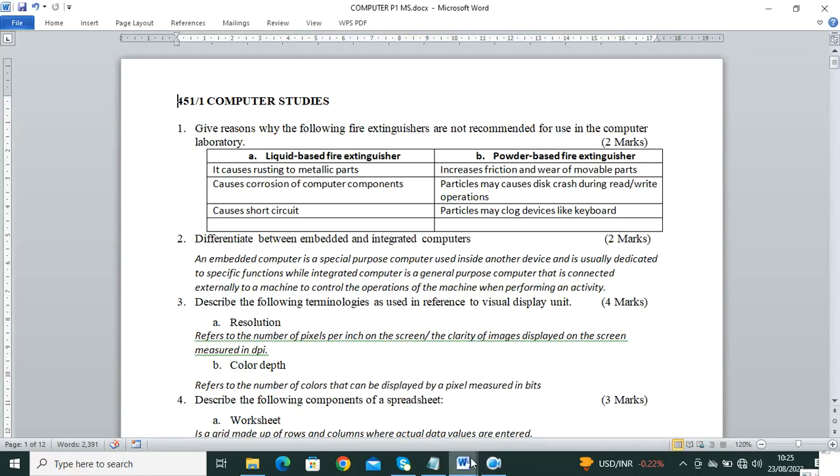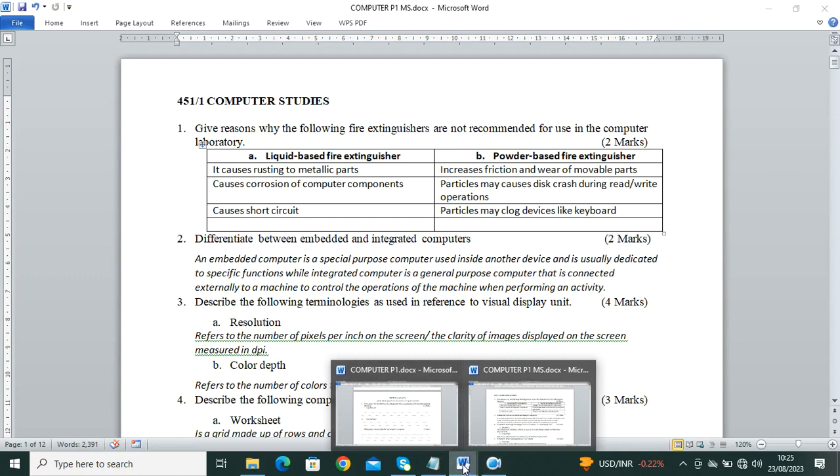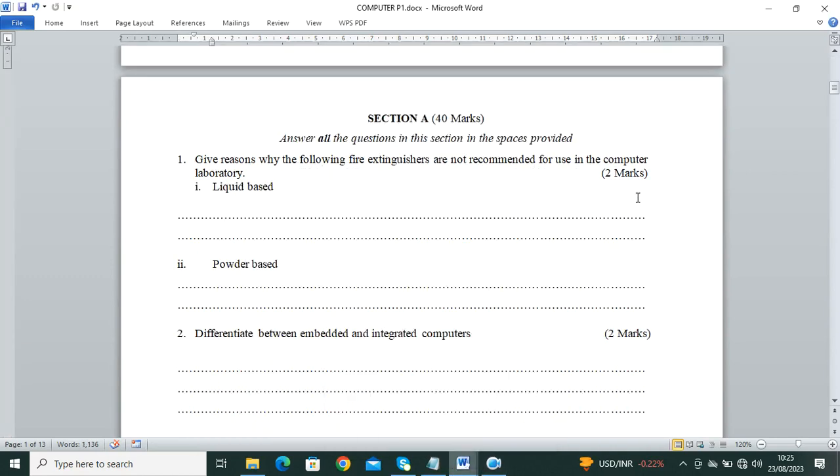Hello guys, let's look at our revision series whereby last video we did paper 2. So in this video I'll be doing paper 1, that is theory. Remember section A we have 40 marks, then section B we have 60 marks. Guys, answer all the questions in this section, that is in section A, in the spaces provided. Remember, it's not a must you fill in the spaces provided.